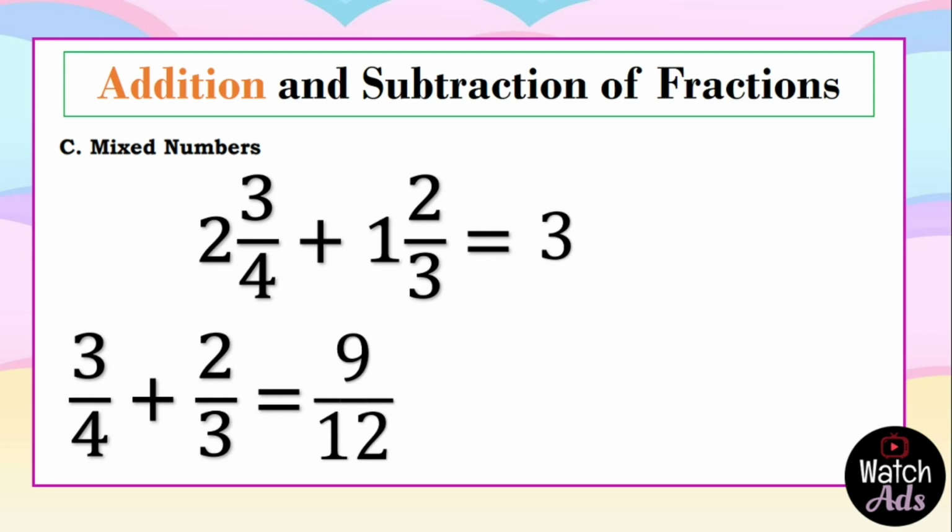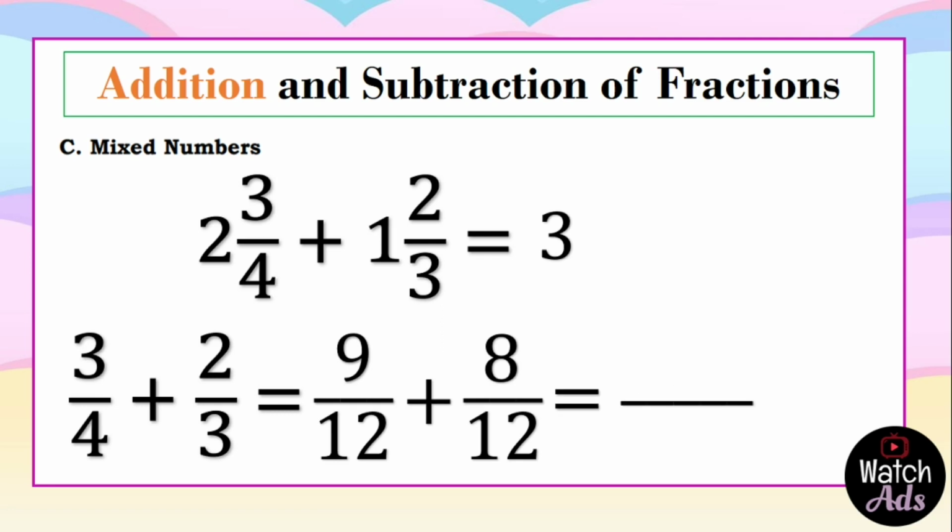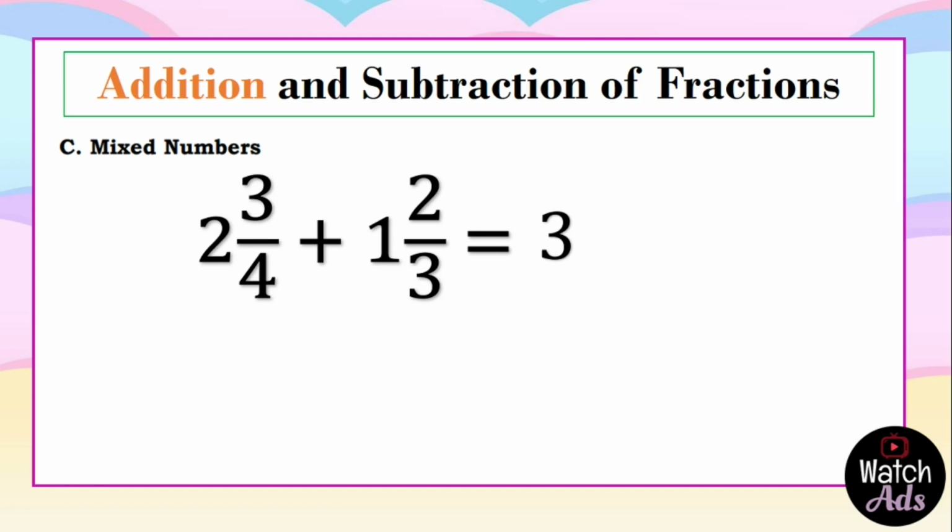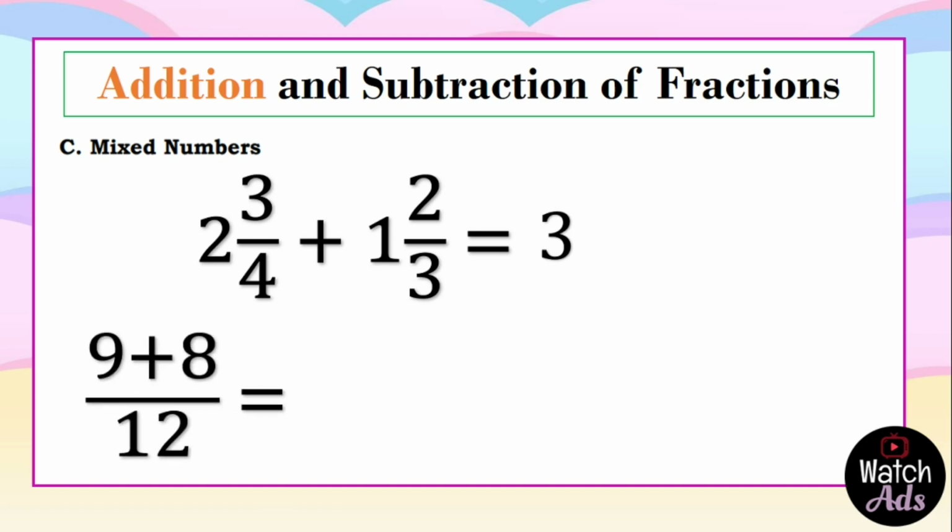Then the process is addition, so we have to add. Copy the LCD 12, divided by 3, that is 4, multiplied by 2 is equal to 8. Now they are similar fractions. We can add them by copying the common denominator and adding the numerators. That gives us 9 plus 8 is equal to 17 over 12. Since this is an improper fraction, we have to change it into mixed form.